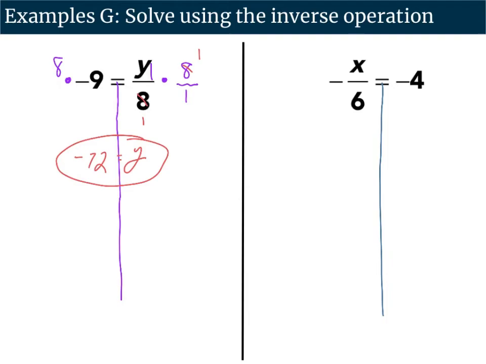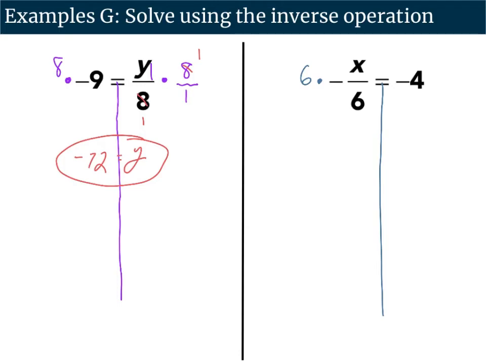I've got x over 6. I've got that negative sign on the outside, and then that equals negative 4. So I need to do the inverse operation, and the inverse operation of division is multiplication. So I'm going to be multiplying both sides by 6, but wait, that's not going to get the x alone.